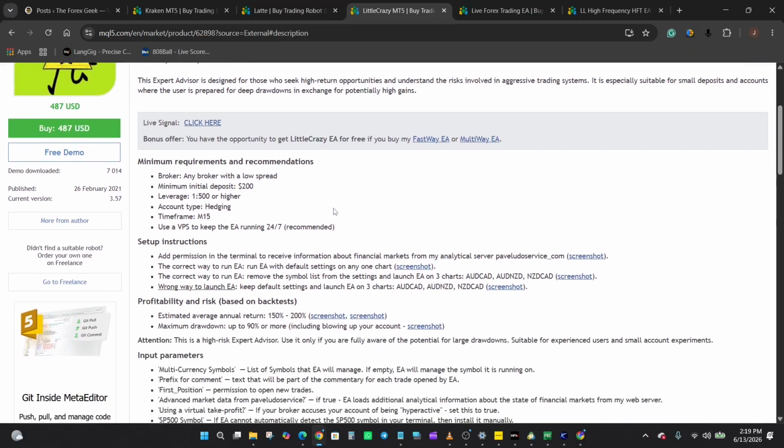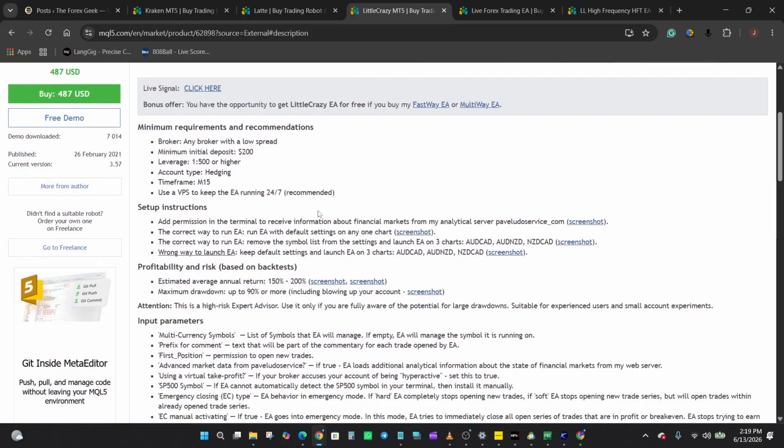The suggested time frame is M15. The minimum deposit is $200. Leverage of up to 1:500 or higher is recommended. And the developer suggests using a VPS to keep the EA running continuously. The recommended account type is hedging account.